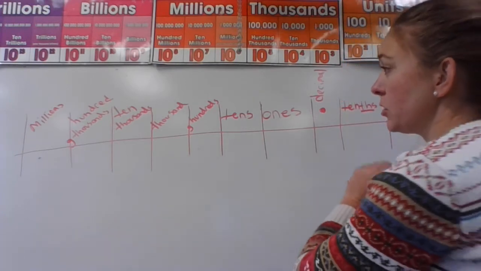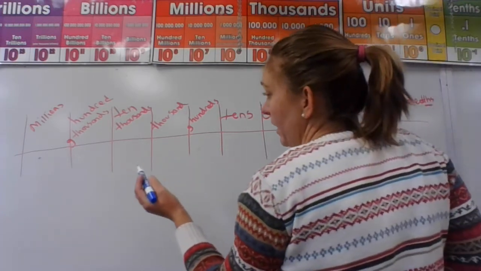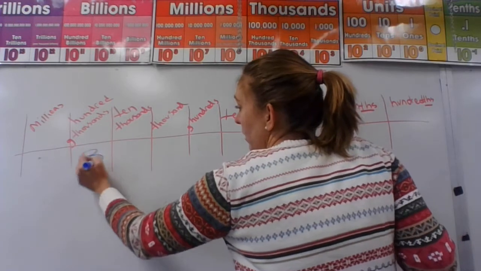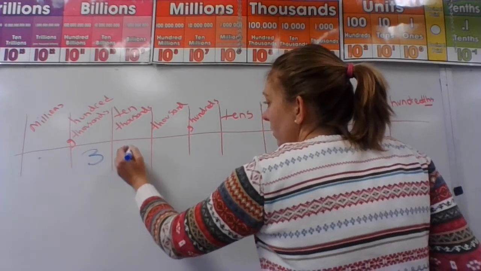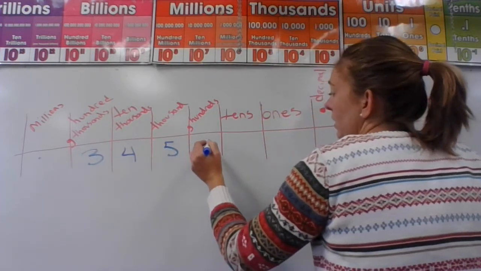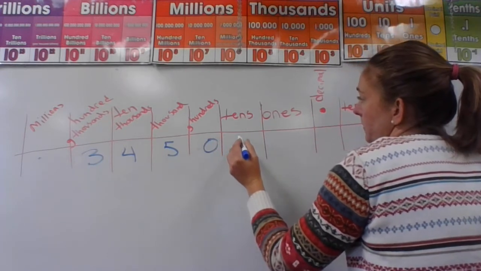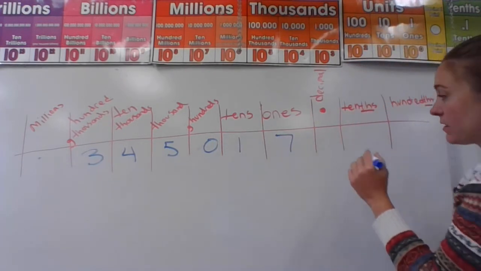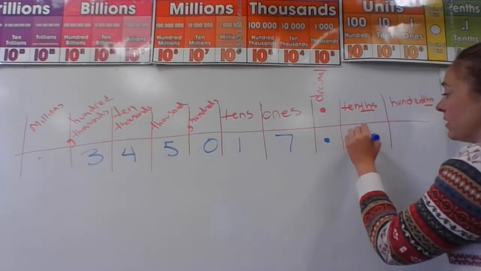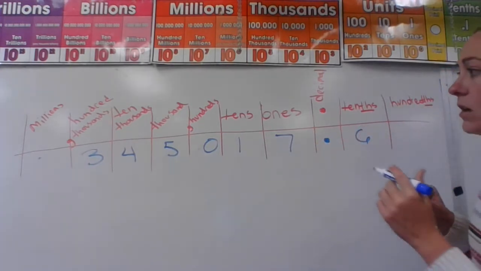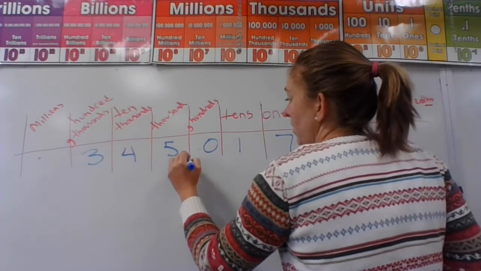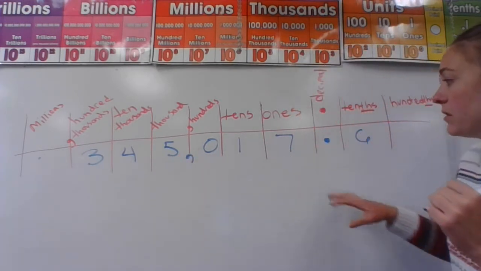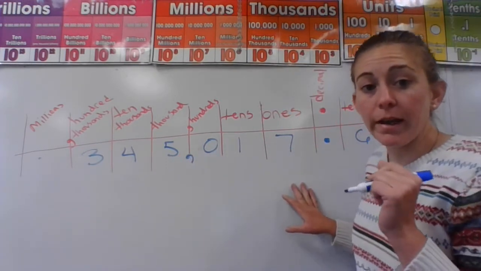So let's see. I'm going to do a number to the hundred thousands right now. Let's do 345,017. And I'll make mine to the tenth this time. And 6 tenths. Okay. Oop, don't forget my commas. Here's a comma right there in between the thousands and the hundreds. Okay, so now I'm going to do my expanded form.